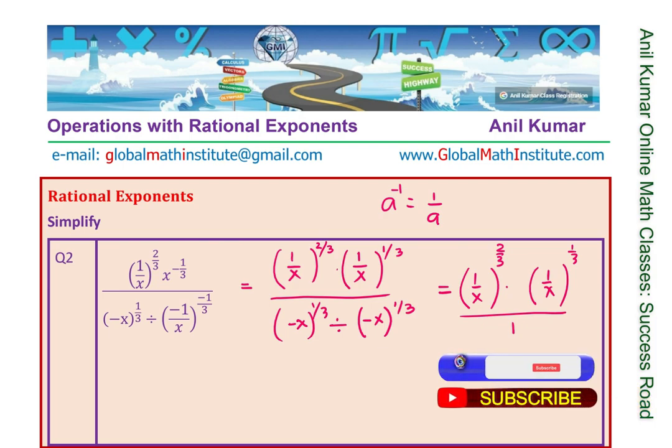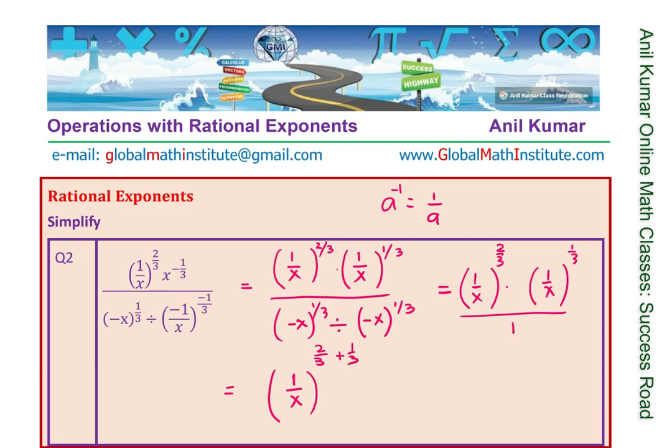Now we can add these rational exponents. We have the same base 1 over x and write down the result. So it is 2 over 3 plus 1 over 3, which is 3 over 3, right? And 3 over 3 is just 1, and therefore we have the answer as 1 over x. Are these steps clear to you?